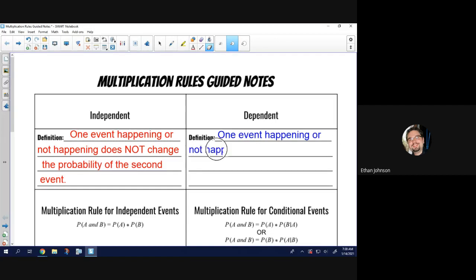In other words, one event happening or not happening changes the probability of the second event. So going back to pulling a card, if I pull a card, I had 52 cards in the deck. But if I set that card down and not put it back, I now only have 51 cards. So that does change our probability. If I'm pulling marbles from a bag and I don't put the first marble back, that changes the second probability. It changes our total.